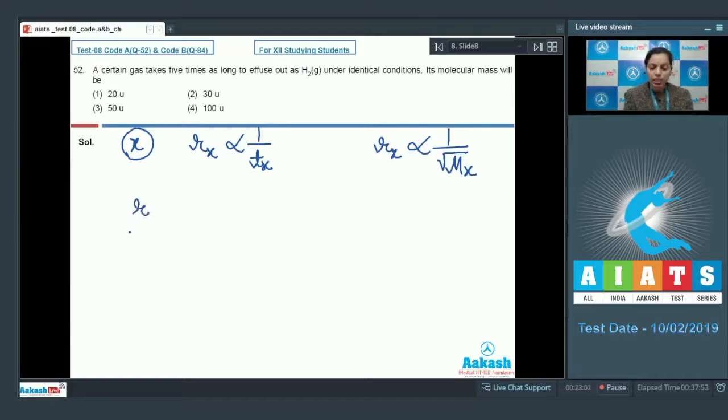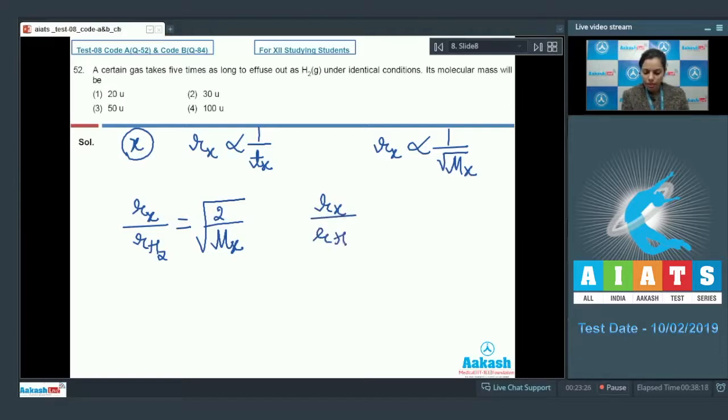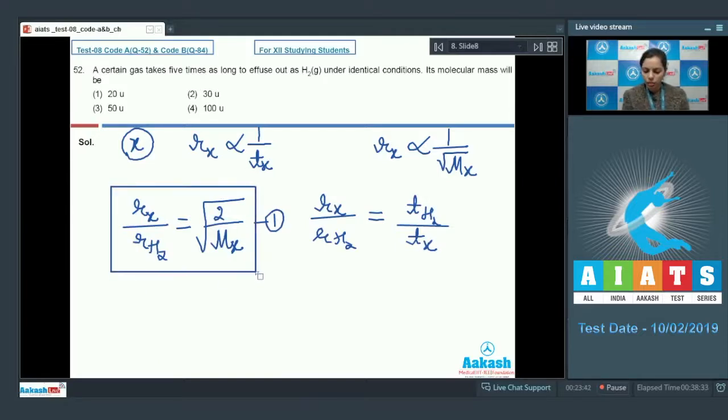Now, if we talk about this gas Rx and hydrogen, if we compare them with the help of their molecular masses, we can represent this as molecular mass of hydrogen and unknown molar mass of that gas. Further, this Rx by RH2, this is equation 1, and the second equation Rx by RH2 is equal to TH2 by TX. These two things we have here, those we are just going to compare. These two equations basically.